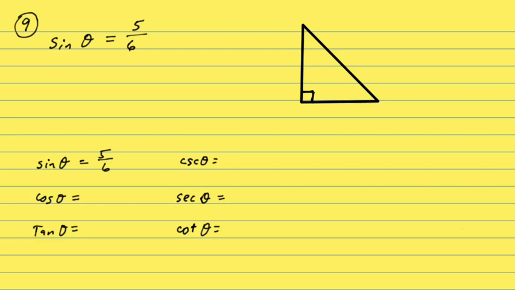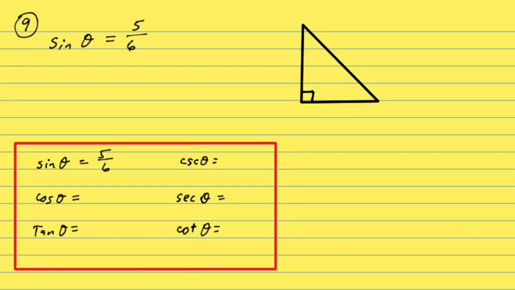Okay, at 9, they give you sine of theta to be 5 over 6, and they want us to find the remaining trigs. So, first off, do I know that cosecant is a reciprocal of sine? Yes. So that would be 6 over 5, right? Where do we wish to put our angle? Because that's going to dictate where we put the 5 and the 6.